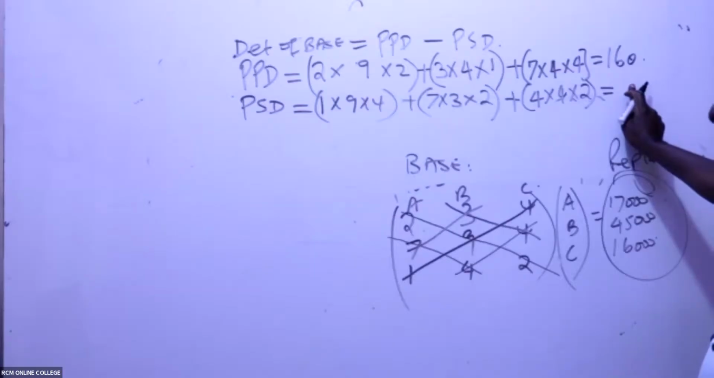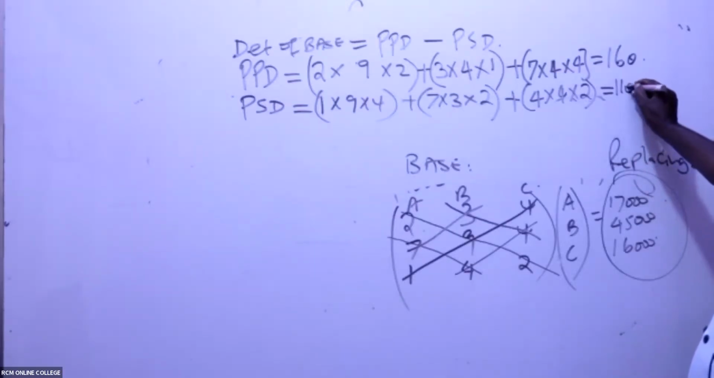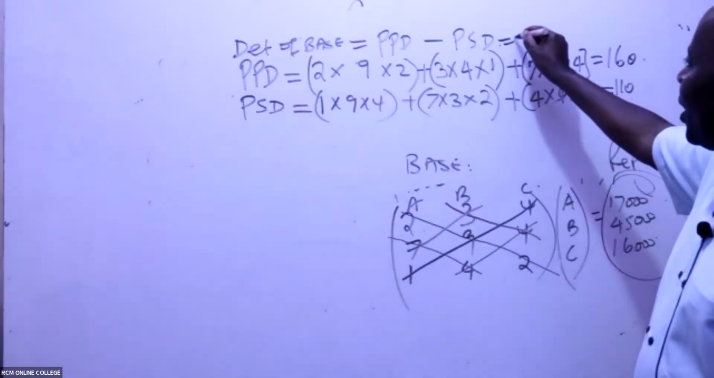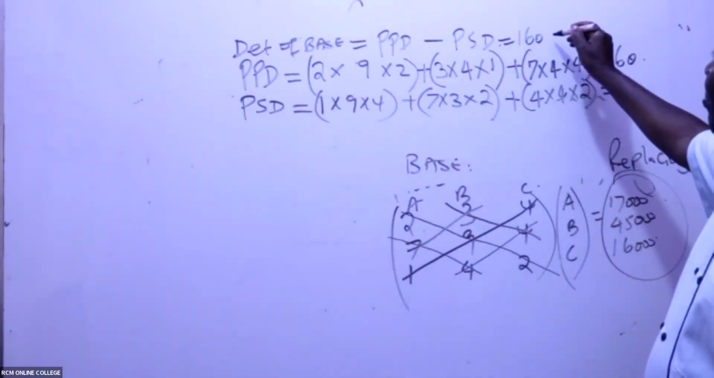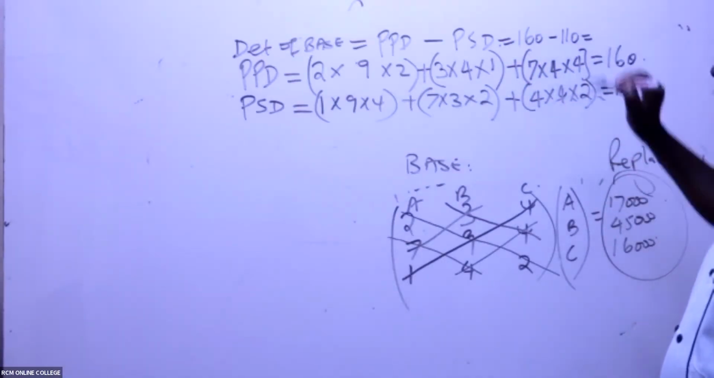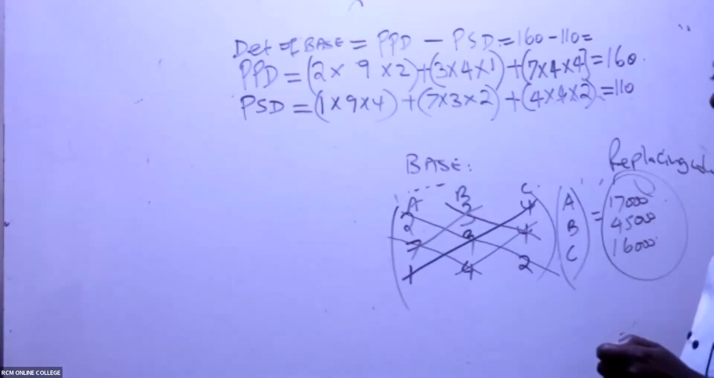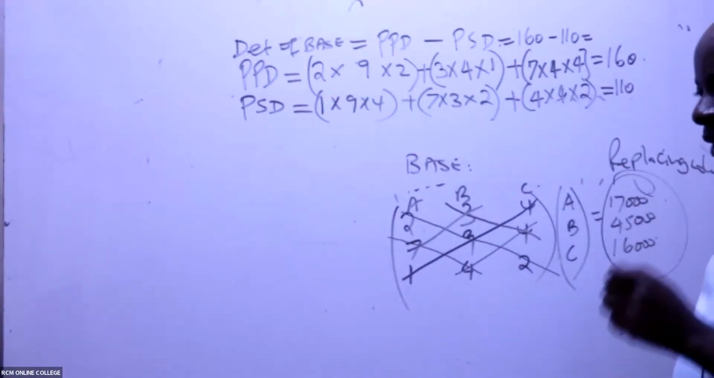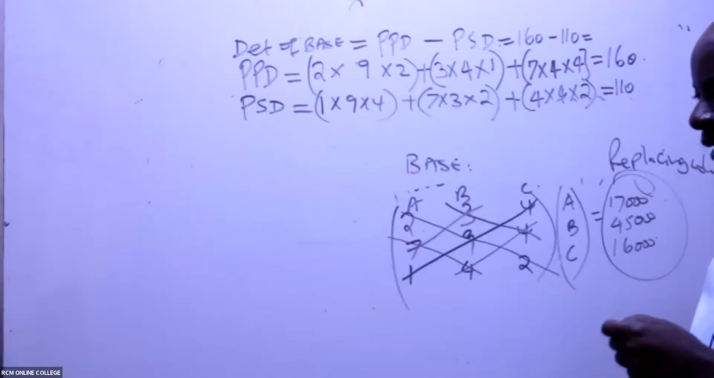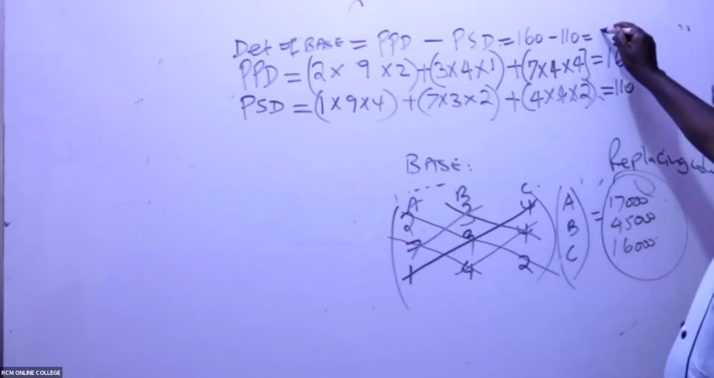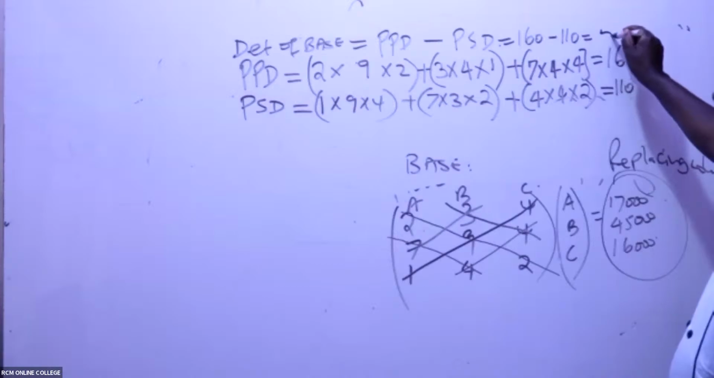What figure are we able to get here? 110. So therefore, determinant of the base, it will be 160 minus 110. It is product of the primary diagonal minus product of the secondary diagonal. So 160 minus 110, that will give us what figure? That will give us, in this case here, 50.